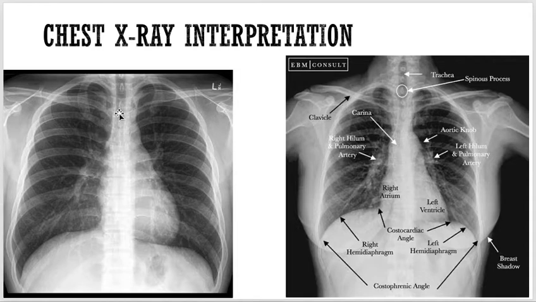There is the trachea. You can see the spinous process, the clavicles. You can count the ribs. This is the left ventricle. This is the right atrium. This is the right hemidiaphragm. This is the left hemidiaphragm, and these are the costophrenic angles.